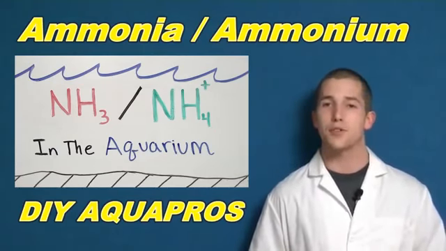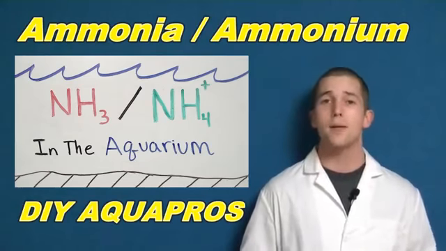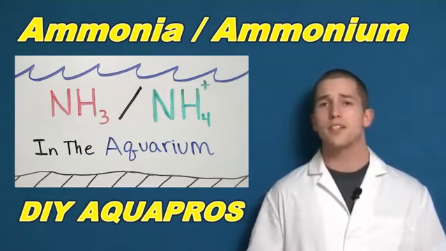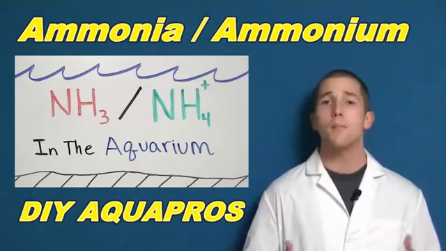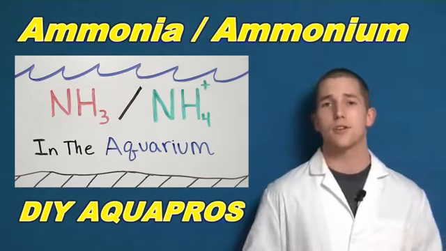Today we're talking about nitrogen-based compounds in the aquarium, specifically ammonia NH3 and ammonium NH4+. We're going to talk about where they come from, what the differences between the two forms are, and more importantly, how pH plays a role in ammonia toxicity. Let's start our discussion.